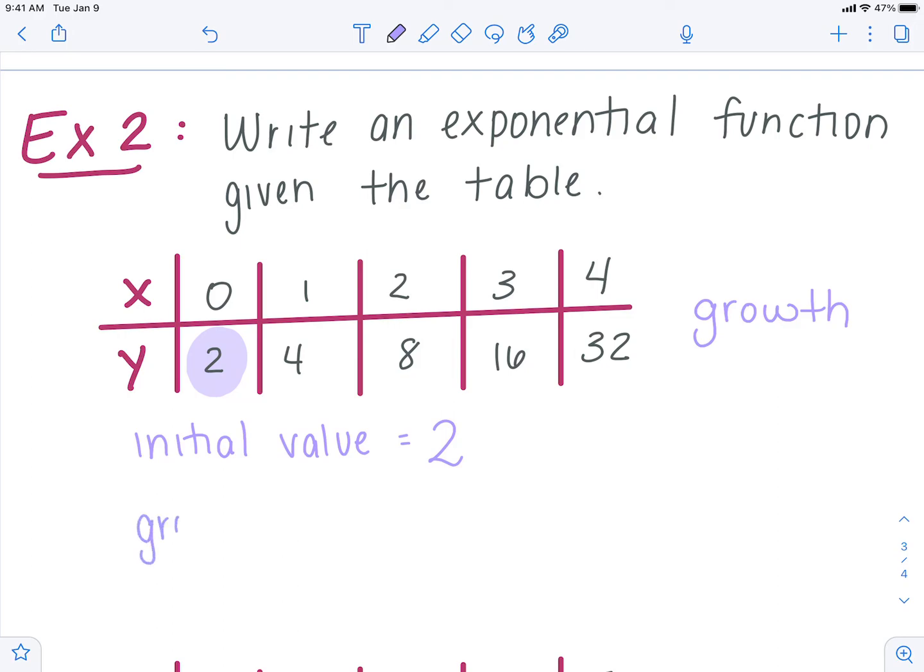Then we want to find our growth factor. And if you looked at this and you didn't right away say, oh, 2, 4, 8, 16, 32, I'm multiplying by 2, you could go in and say, okay, take my second y value, divide it by my first. So 4 divided by 2, and I get 2.